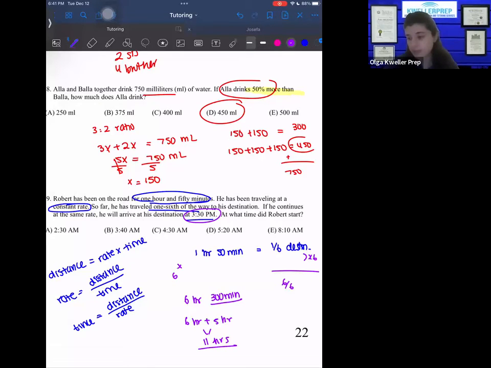Now, I know that he arrives at 3:30. So what does that mean? When did he have to leave? Yeah, so we have to go back in time for 11 hours, which is going to be 4:30 a.m.